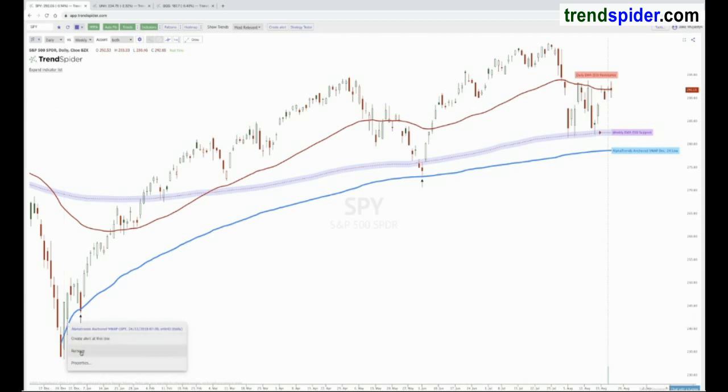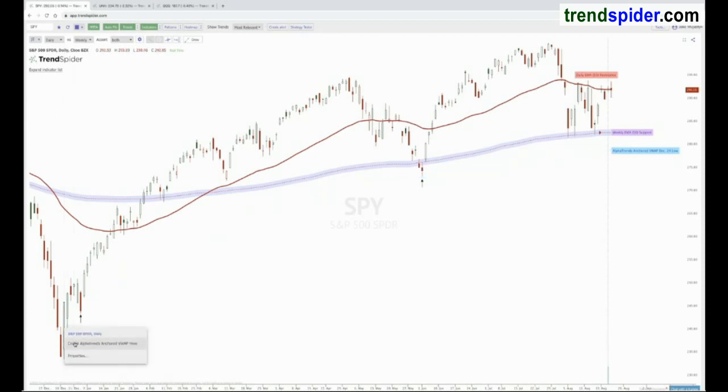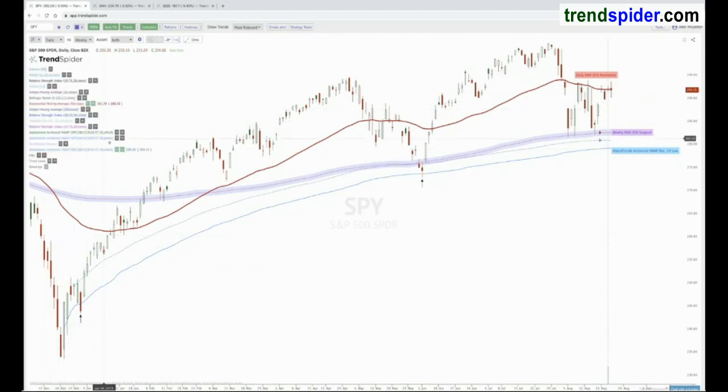So if I want to remove this and add another one, all I have to do is right click, create an Alpha Trends VWAP, and what I can do here is simply just remove this. This dotted line is actually the weekly VWAP, but I don't want to see that right now.